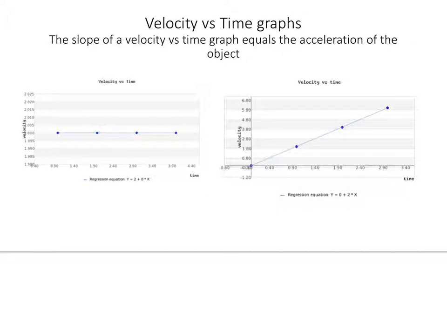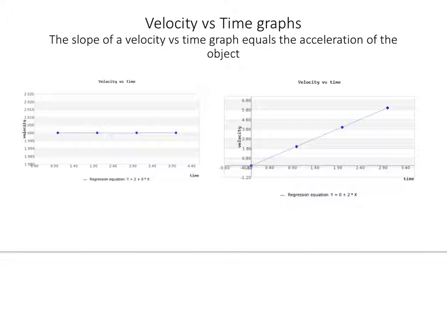Okay, now this is a similar thing, only now we've got velocity versus time graphs, and the slope of a velocity versus time graph equals the acceleration of the object. Again, we're going to look at two graphs. This one, velocity versus time, we see that as time passes, the velocity stays the same. It's constant. It's not 0, it's just staying the same constant value, so therefore it's not accelerating. Remember, acceleration is the rate of change of velocity. This velocity is not changing, so therefore the acceleration is 0. What's the slope of that line? Again, I'm sure you can see that the slope of this is 0.